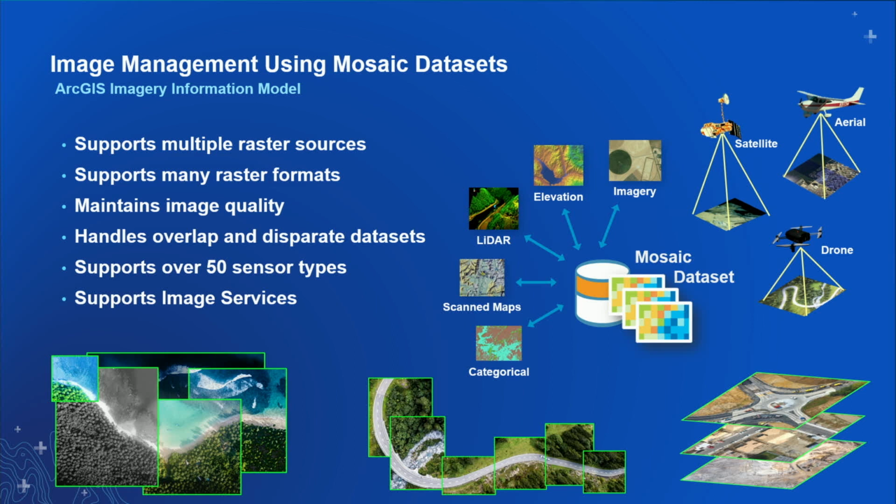We support many sensor types, many different satellite types. You can import aerial imagery or drone imagery. And the dataset maintains image quality while also handling overlap and data that comes from multiple sources. So you can have Ikonos data in there with Landsat, and you can also throw some elevation data in there. And it will handle all of these different sources, and it also handles times when your images overlap, which we see a lot with drone and aerial imagery, right? And finally, it supports image services. You can publish a Mosaic dataset as an image service if you have image server, or you can use image services as your input to your Mosaic dataset.